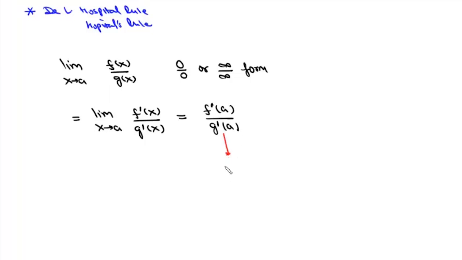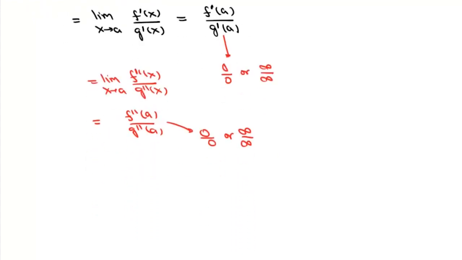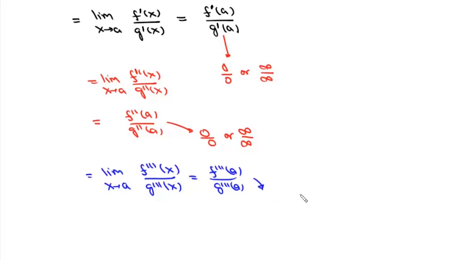Now, if f dash a upon g dash a is also 0 upon 0 or infinity upon infinity form, we can further differentiate this and we can write this as limit x tends to a, f double dash x upon g double dash x, and if we substitute directly, it'll be f double dash a upon g double dash a. And if further it is 0 upon 0 or infinity upon infinity form, we write this as limit x tends to a, f triple dash x upon g triple dash x, which is f triple dash a upon g triple dash a, and we can keep doing so whenever we are getting 0 upon 0 or infinity upon infinity form.